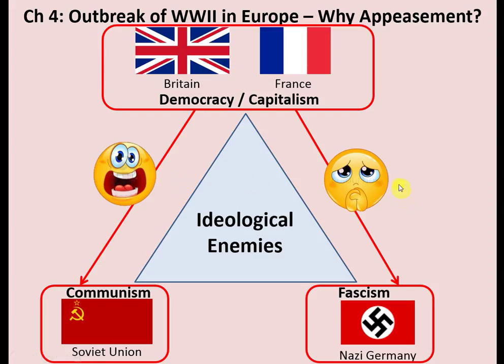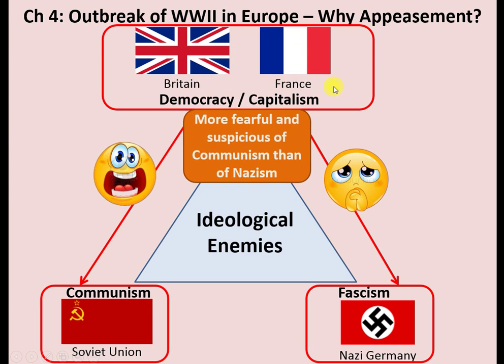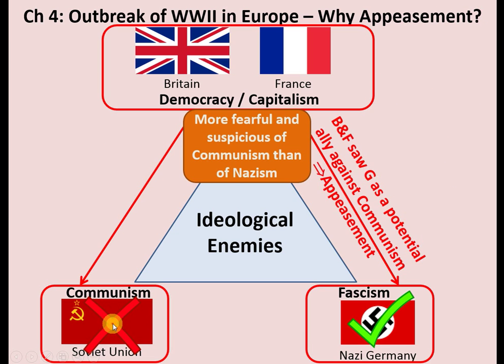So basically, in that case, how would you say this? Basically, the communists were even more hated than the Nazis were by Britain and France. So what does this mean? Since they were more fearful and suspicious of the communists than of the Nazis, this would mean that the British and French felt more favored towards the Nazis than the communists simply because they hated the communists more. What does this mean?